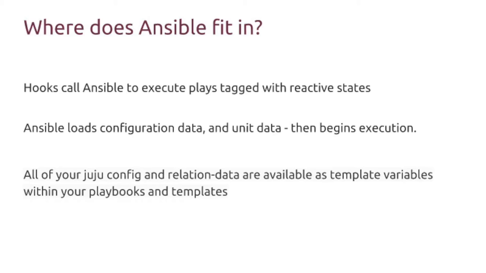And we've got a good idea of what's going to make up a charm, but the question is, how does Ansible fit in with this? So, at its basic fit, reactive modules or hooks call Ansible to execute plays tagged with the states that are currently active on this particular unit. At which point, Ansible's going to load the configuration data that you have declared in your charm declaration. It's going to expose those, make them available to you, as well as any relationship data that comes in. And they're going to be exposed as template variables within your playbooks and templates. So this is a very natural feel if you're comfortable with writing Ansible plays.